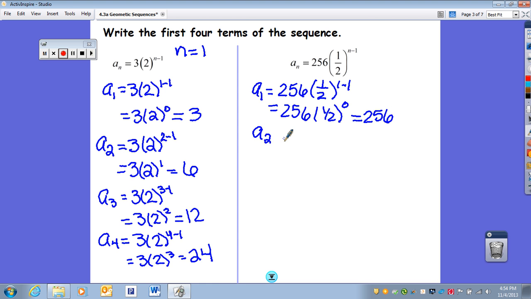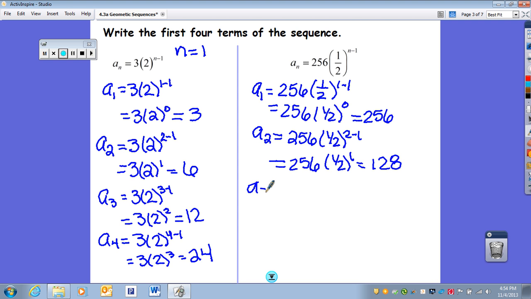In the next example, I want to find my second term. So that's going to be 256 times 1/2 to the 2 minus 1 power, because it is my second term. That gives me 256 times 1/2 to the first power. 1/2 to the first power is 1/2, so half of 256 is 128.